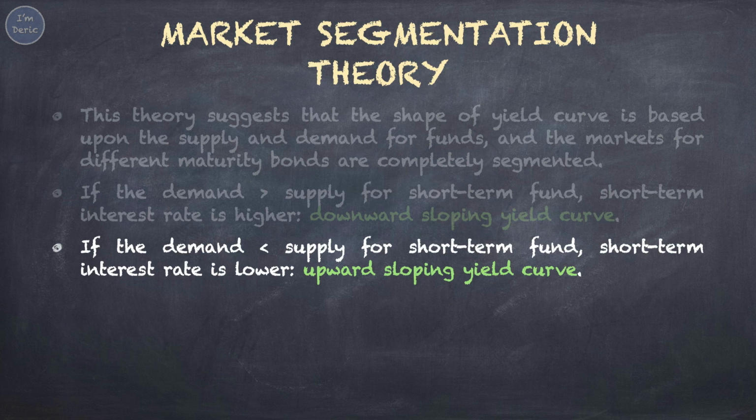But, if the demand is less than the supply for short-term fund, it means more people are supplying money in the short term. So short-term interest rate will become lower. In other words, long-term interest will become higher. Therefore, you will get an upward sloping yield curve.